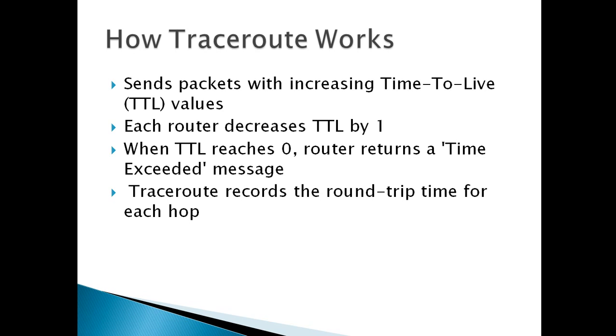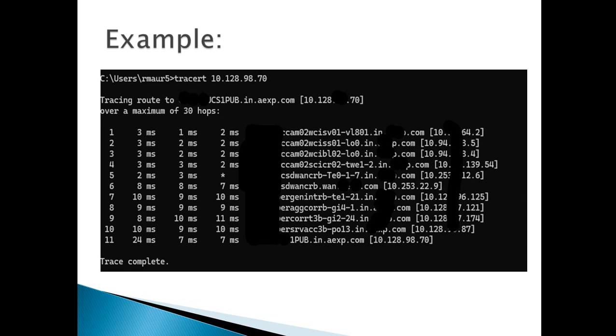Whenever we trace any device, our device sends packets to the destination, and as my packets traverse the network devices, each one decreases the TTL value by 1. Once it reaches 0, it means there is no path. So every increment means one hop in the network to the destination. Traceroute records the round trip time for each hop. I will show you how.